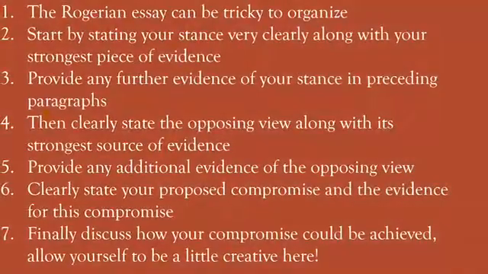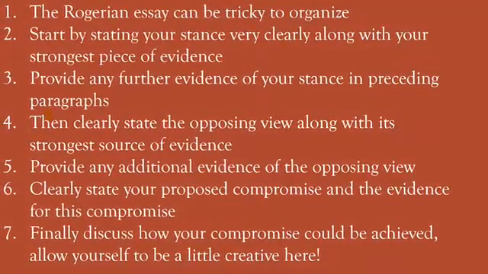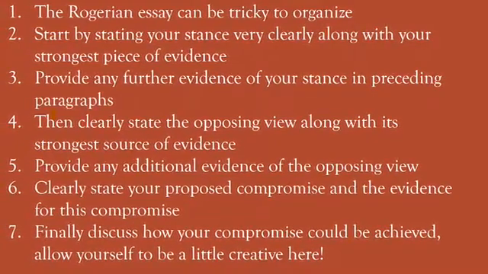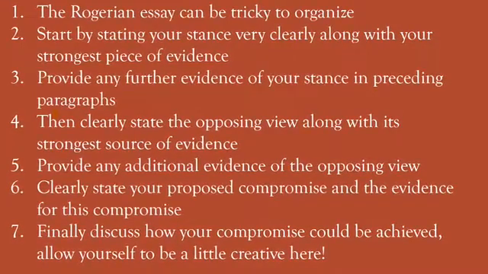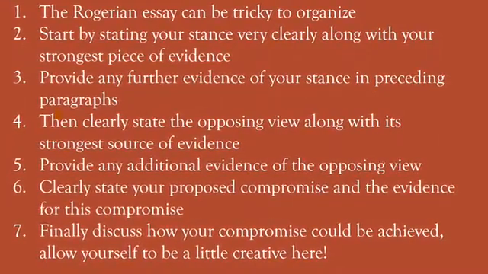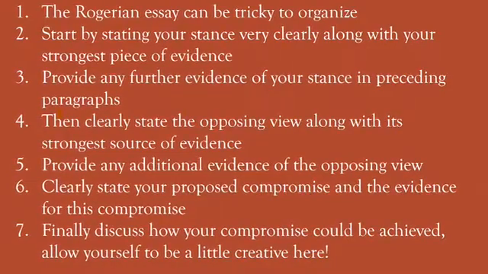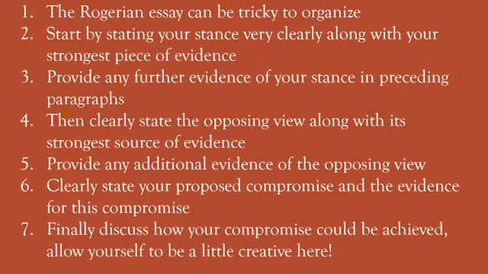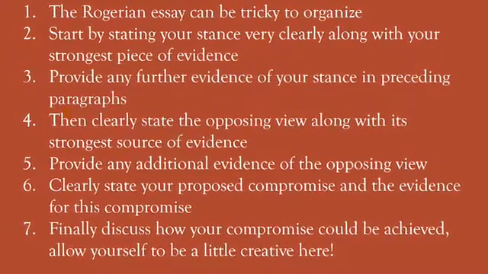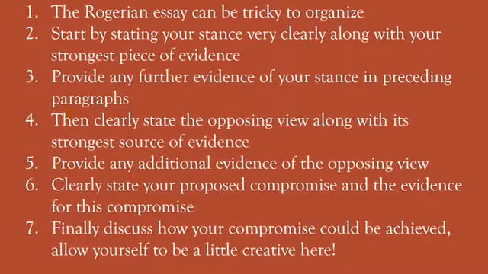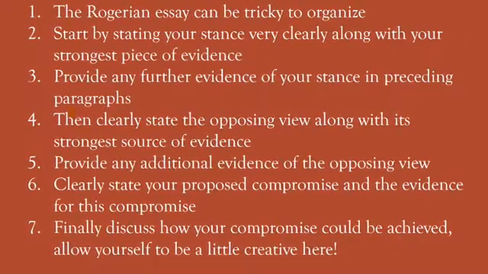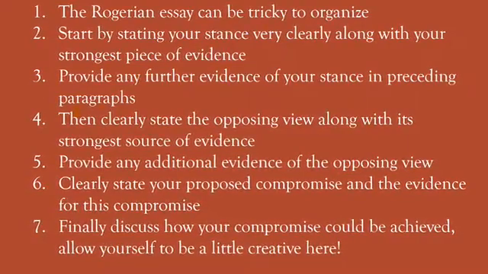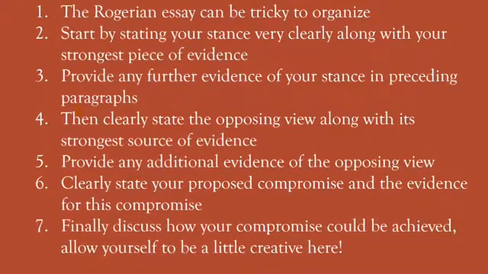So how do you organize the Rogerian? It can be tricky, but you want to start by stating your stance very clearly along with your strongest piece of evidence. Then you want to provide any further evidence of your stance in proceeding paragraphs. Then you want to clearly state the opposing view along with its strongest source of evidence, provide any additional evidence of the opposing view, and clearly state your proposed compromise and the evidence for this compromise. Then the final step is to discuss how your compromise could be achieved, and this is where you can allow yourself to be a little creative. That's your conclusion, so allow yourself to have a little fun.